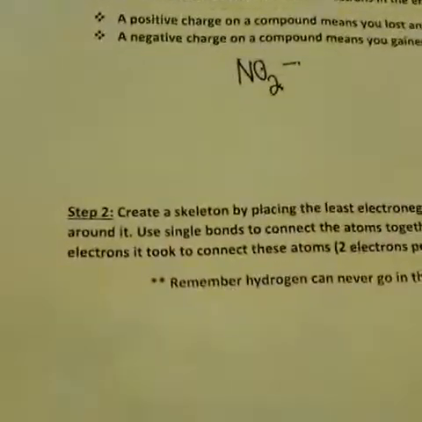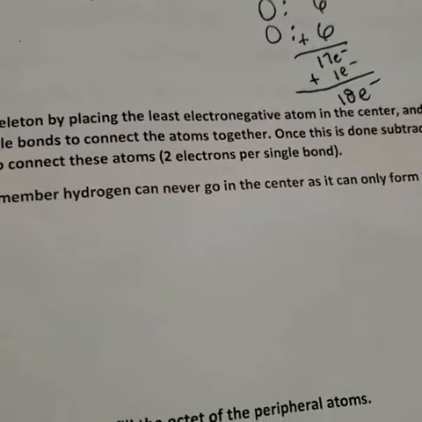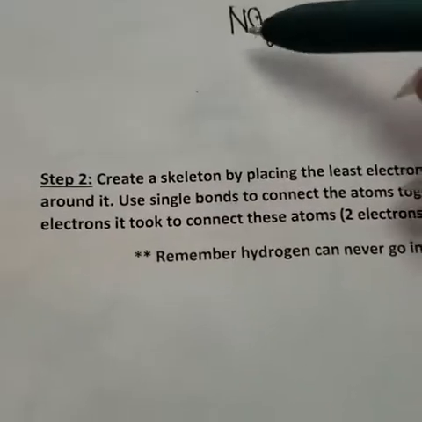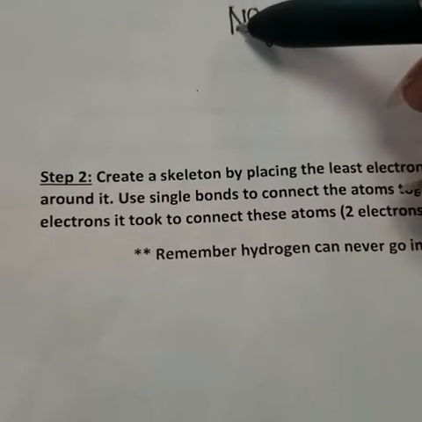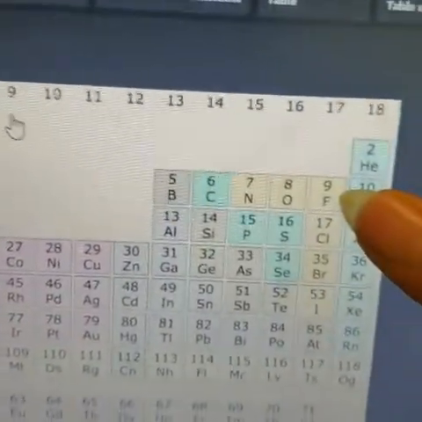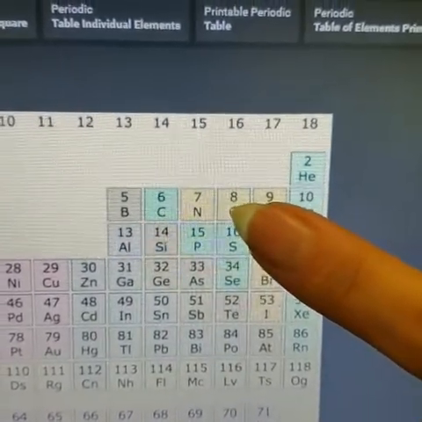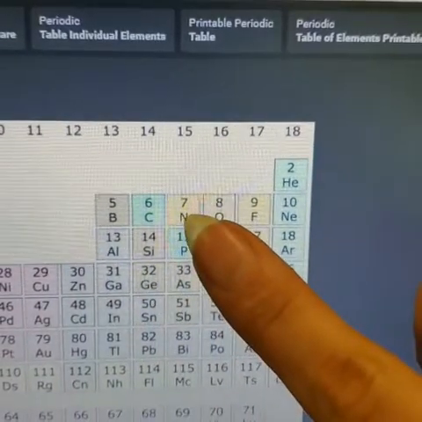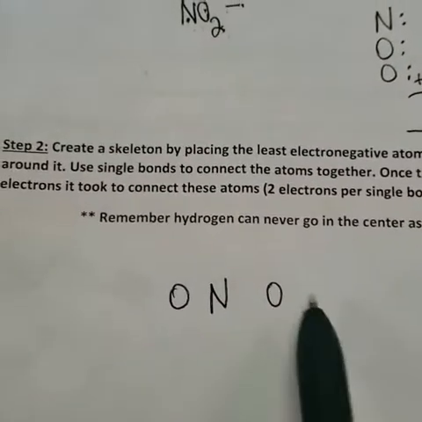All right, step 2. Create a skeleton by placing the least electronegative atom in the center and all other atoms around it. Well, in between nitrogen and oxygen, nitrogen is the least electronegative. Let's go to a periodic table to find out why. On the periodic table, we know that fluorine is the most electronegative atom. So the closer to fluorine, the more electronegative. Oxygen is closer, so oxygen is more electronegative. Therefore, I put nitrogen in the center because nitrogen is less electronegative. So there we go, I've put nitrogen in the center.